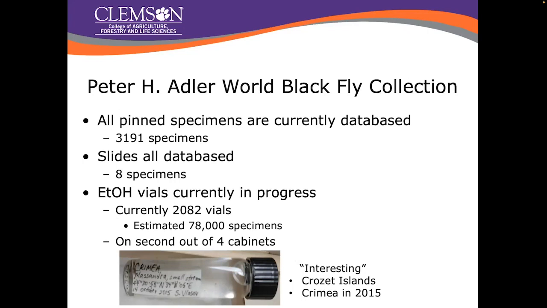Since he's been accumulating things from all over the world, there have been different interesting things. He had some specimens from the Crozet Islands, where there's a genus of black fly endemic, and those are some small islands off the coast of Antarctica. And the one that caught my eye was he had some specimens from Crimea collected in 2015. I can't imagine there are a whole lot of insects that have been collected there during that time frame.